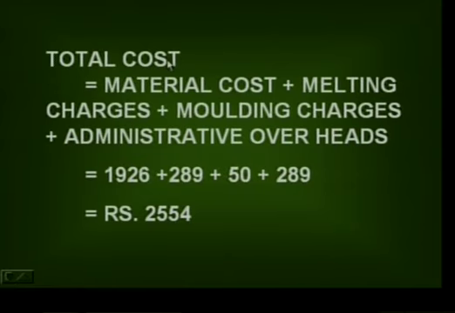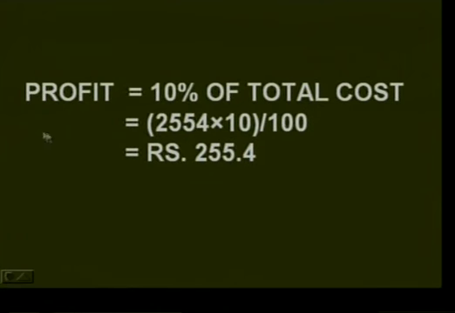Total cost of casting is equal to sum of material cost plus melting cost plus molding charges plus administrative overheads. 1926 plus 289 plus 50 plus 289, the value becomes 2554 rupees. In the given problem, profit is 10% of total cost of casting.